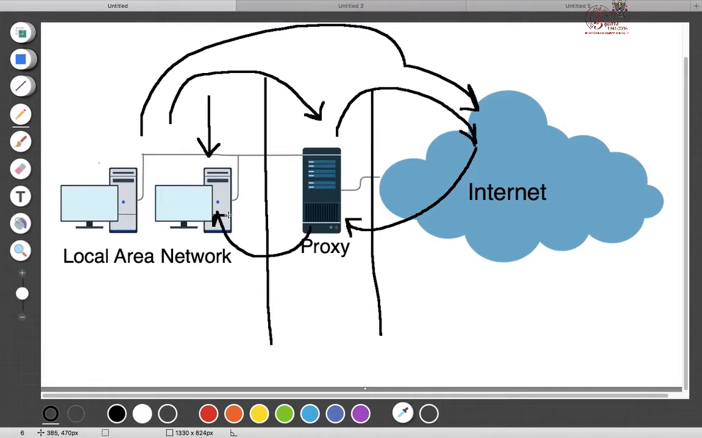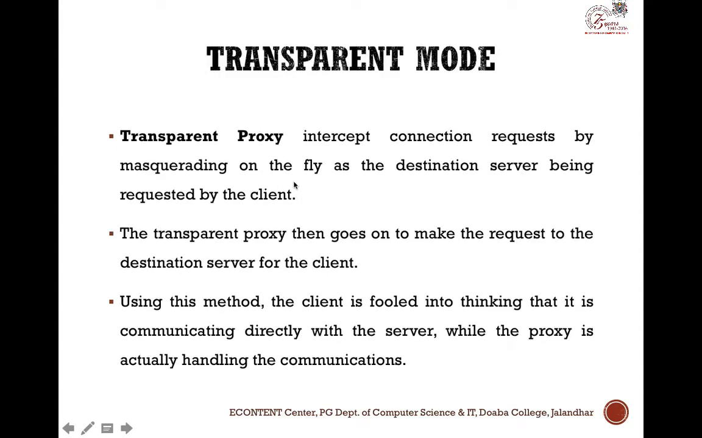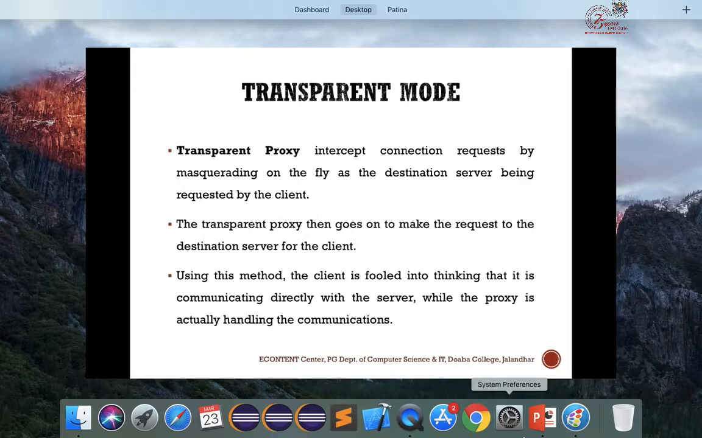Now let's discuss the second mode of the proxy server, that is called transparent mode. In transparent mode, the client computers or the computers in the local area network are not aware of the existence of the proxy server. So it means you don't have any extra configuration burden on the client computer. We can understand the working of the transparent mode through a very simple diagram.